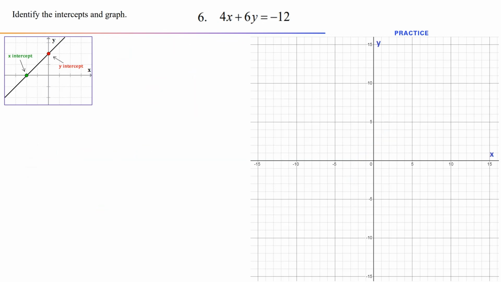Similar for this one, so we have the x-intercept, (x, 0). So when y equals 0, this part equals 0. So we have 4x equals negative 12, x equals negative 3. We divide by 4 on both sides. So that is how we got that. And then our first point will be (negative 3, 0).